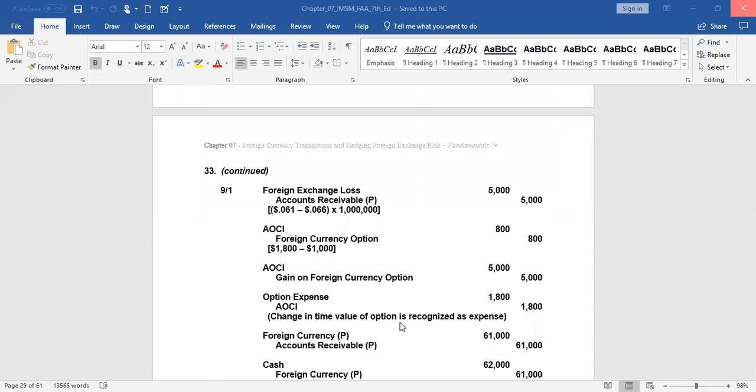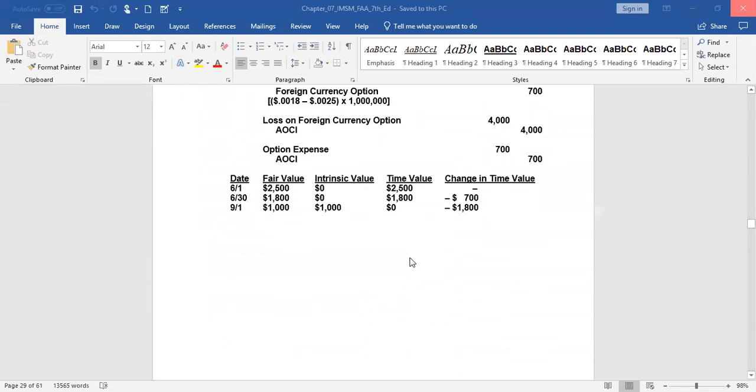The next thing we do is determine how did our option value change? Well, its intrinsic value is 1,000 on 9/1.